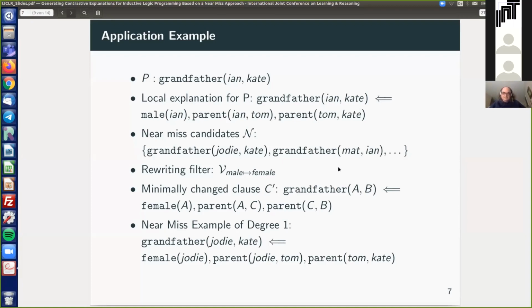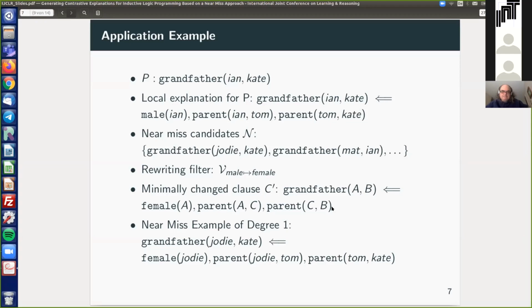What we then settled on in order to find some near miss explanations were these rewriting filters, where we could rename our predicates, for example, from male to female or from female to male or from parent to child and so on and so forth. So this algorithm could end up with a so-called minimally changed clause where there is still grandfather at the head of the rule, but all the males were converted to female. And so you have this new rule, female(A), parent(A,C), parent(C,B).